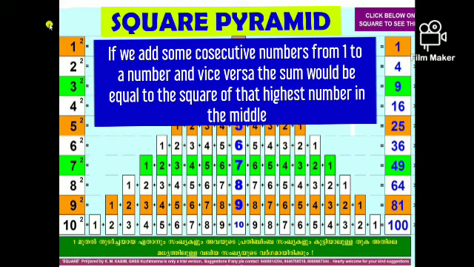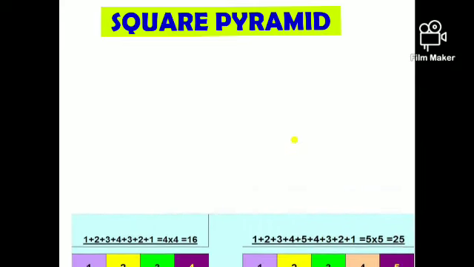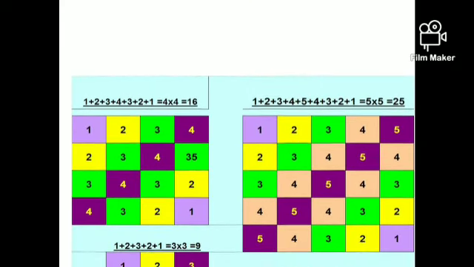Here we can take 7. 7 square is equal to adding up to 7, then its reverse order, then we get 49. Square root of 49 is equal to 7. We can go to some supporting charts. Here we can see some supporting charts.